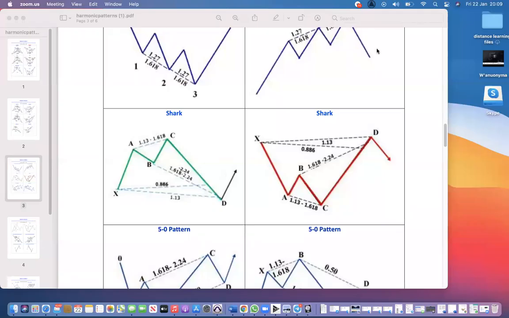Welcome everybody once again onto today's session. We will be going straight ahead into doing some learning, and it's literally just going to be a step up to what we've done for the past 2 days to be able to see harmonic patterns on your charts.